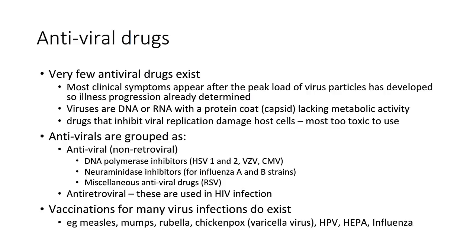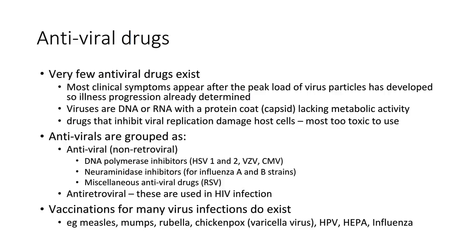So as I said on the previous slide, even our immune system will turn around and destroy a cell that has within it a virus. So the host cells get destroyed in the process. So the few antivirals we do have are grouped as either the antiviral non-retroviral group or the antiretroviral group. Now the antiretroviral group are the ones that are used in HIV infection, and so we're not going to spend much time on that. If you do BMS 292, you will spend quite a bit of time on immunology, and you'll spend some time looking at HIV.